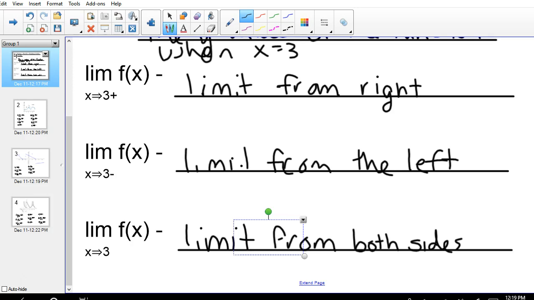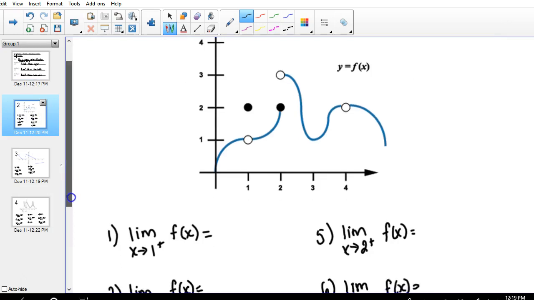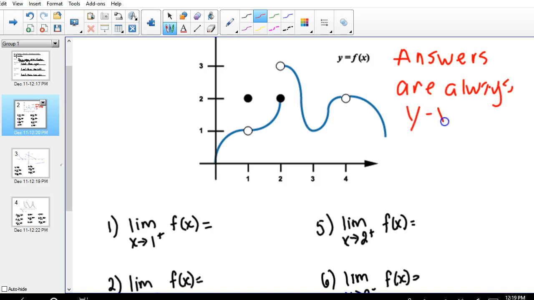Okay, so let's look at the first graph that you've got there. The main thing that you have to remember for this, we might want to write it down: answers are always y values.